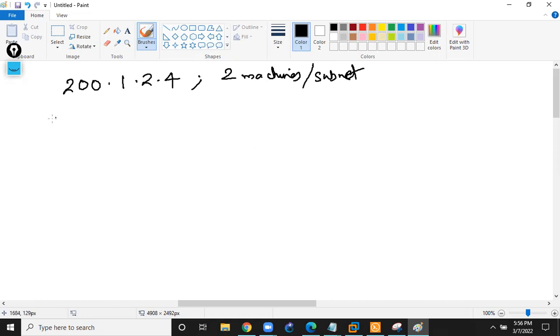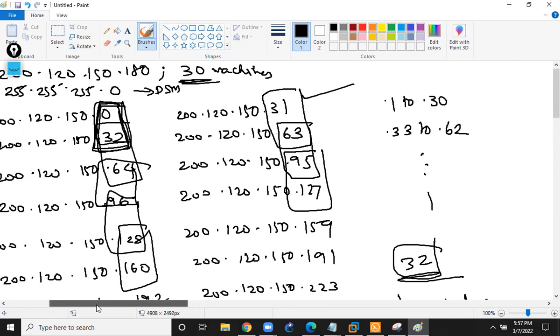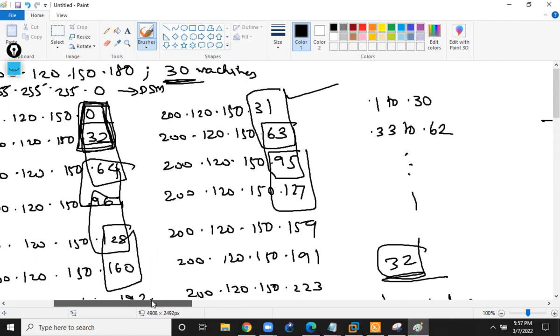Before starting, just tell me what the block size will be. Or you can calculate the block size on your own and tell me what it is. Yes, Karan? 4. Are you sure? 2 or 4? 4, because 2 we can't assign. So how many people say 2?